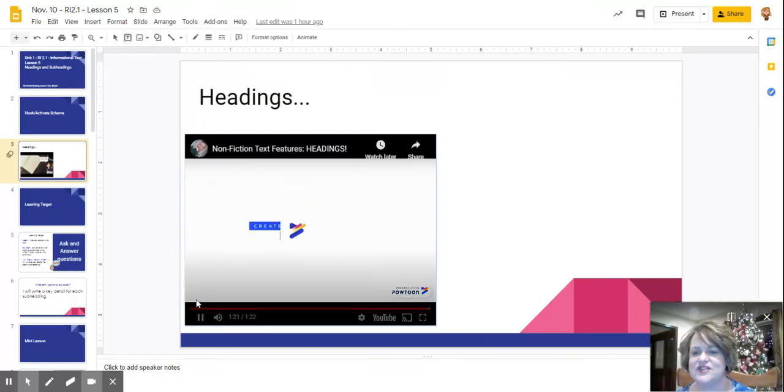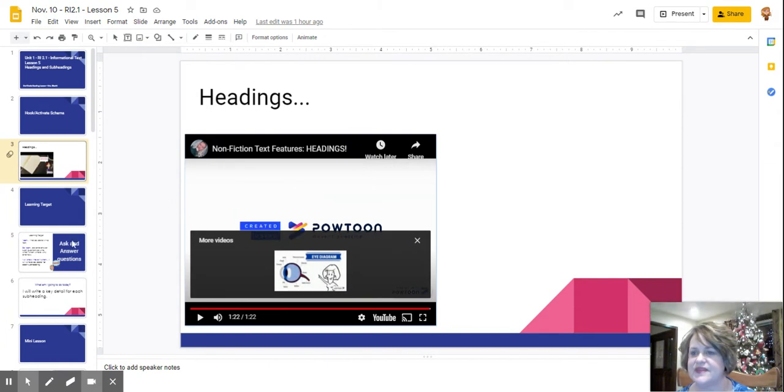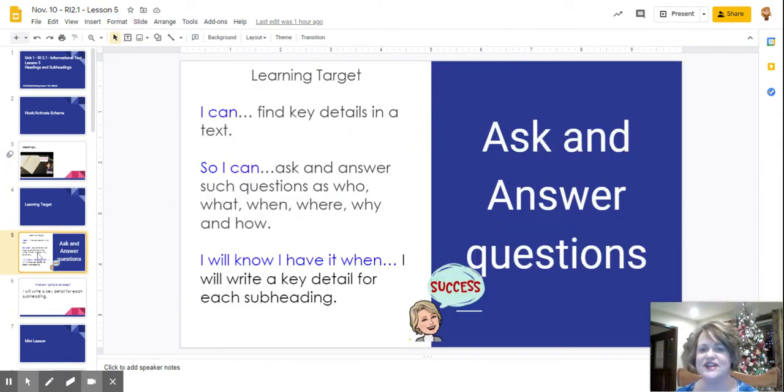All right, so today our learning target says I can find key details in a text. So I can ask and answer questions such as who, what, when, where, why, and how. I will know I have it when I write a key detail for each subheading. So today we're talking about headings and subheadings.